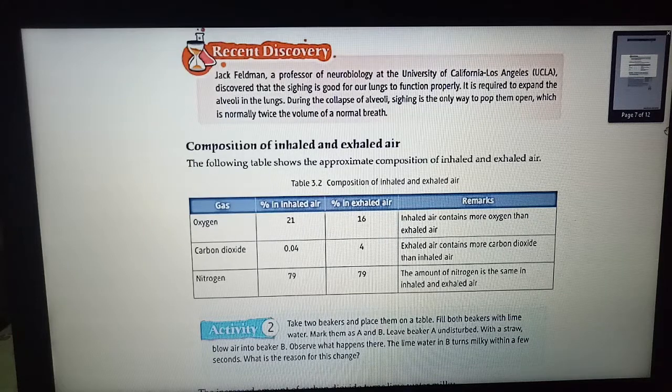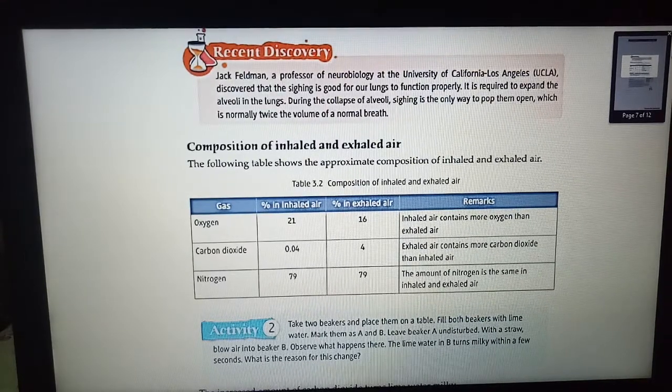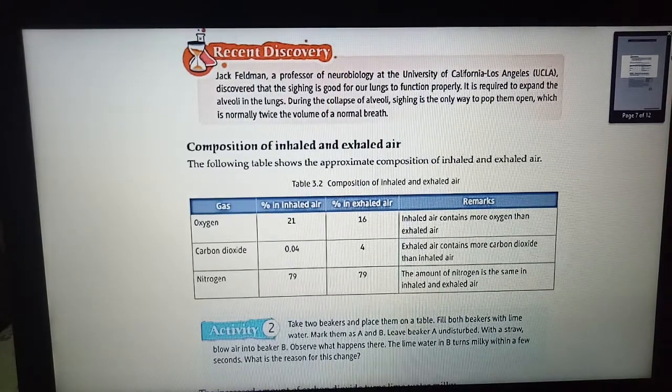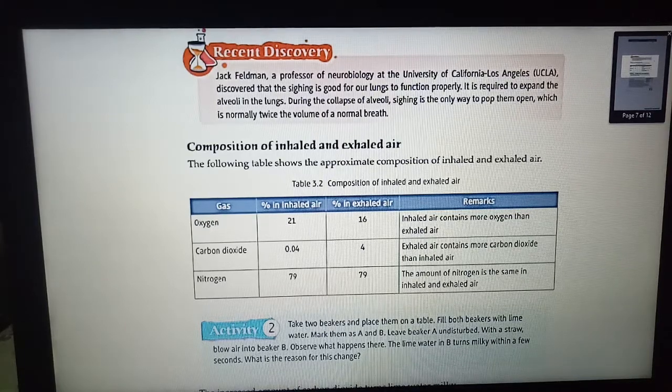Here is given the composition of inhaled and exhaled air. Now you know the air we breathe has oxygen, carbon dioxide and nitrogen also. You can do this table on your own. Here the table is given. Inhaled air contains more oxygen than exhaled air. In carbon dioxide, exhaled air contains more carbon dioxide than inhaled air. Nitrogen percentage is given as 79%. The amount of nitrogen is the same in the inhaled and exhaled air.